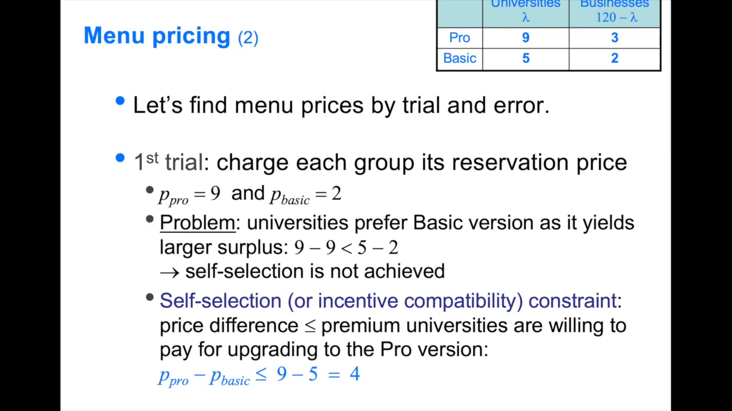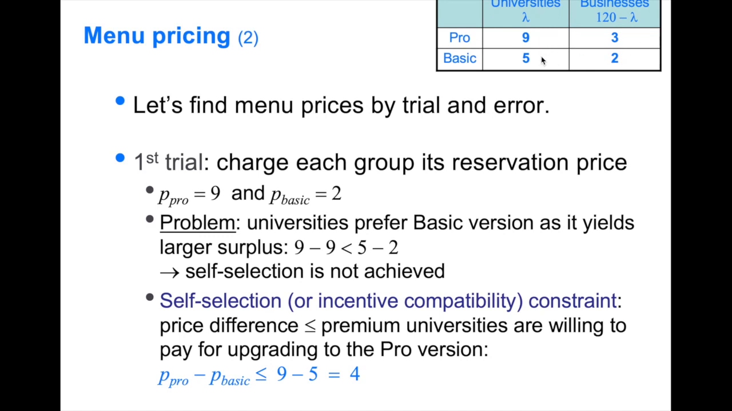Well, look at the universities. How do you choose, basically, if you have two options like this? Well, you are going to choose the option that leaves you with the highest consumer surplus. And the consumer surplus, remember, is the difference between what you're willing to pay, your maximum price, and what you actually pay. Okay, so let's do this for universities. If they buy the pro version, they're willing to pay 9, and they have to pay 9, so that leaves them with a surplus of 0.